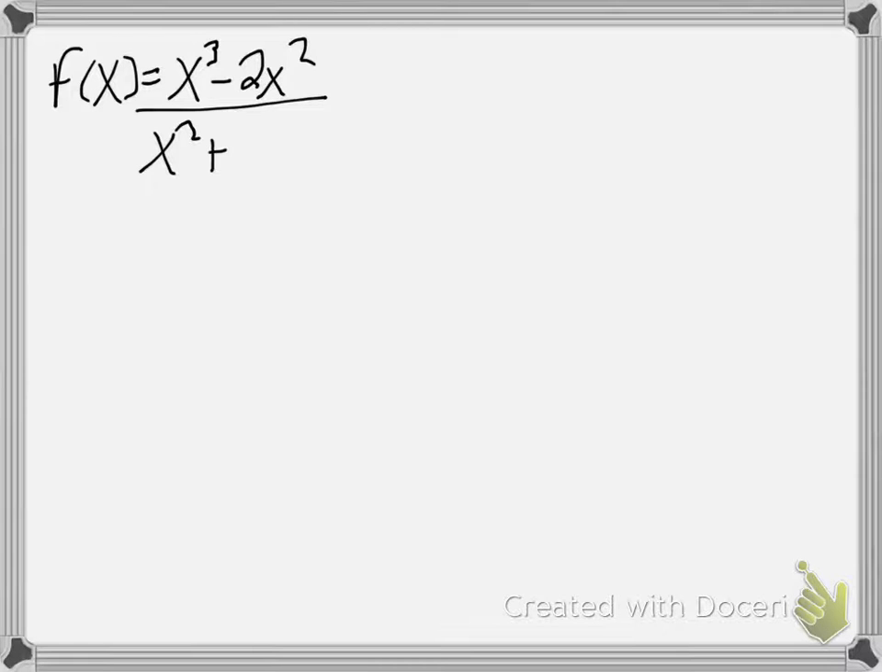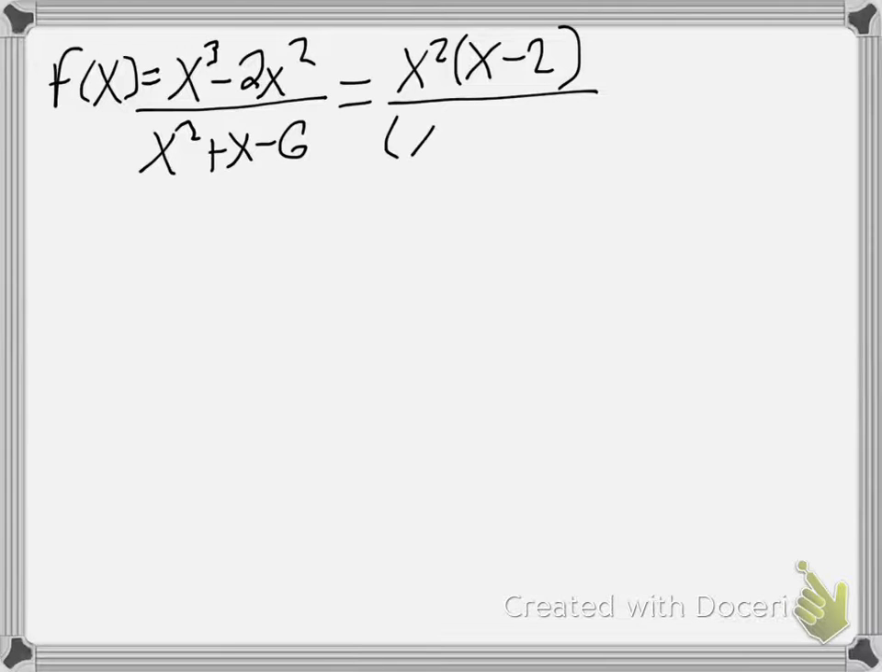All right, we have f of x equals x cubed minus 2x squared over x squared plus x minus 6. Again, factor it. So I have x squared times x minus 2 over x plus 3 times x minus 2. All right, so the x minus 2 is what I'm looking at.